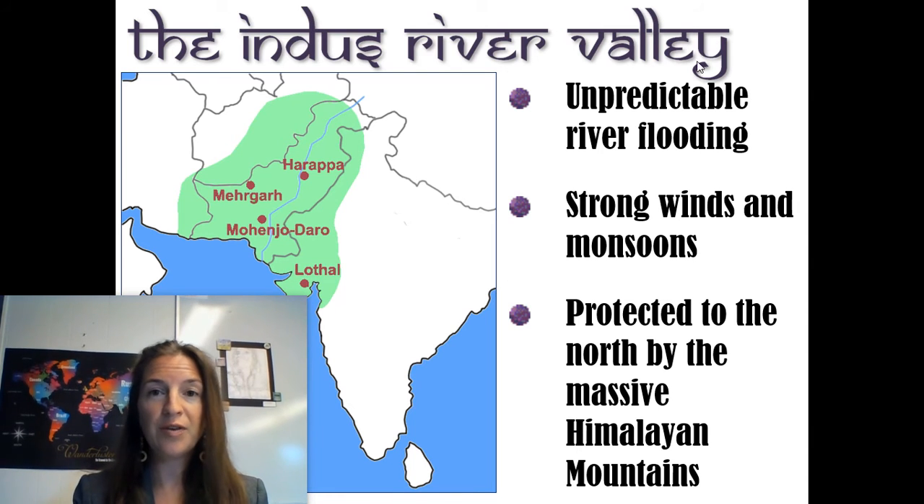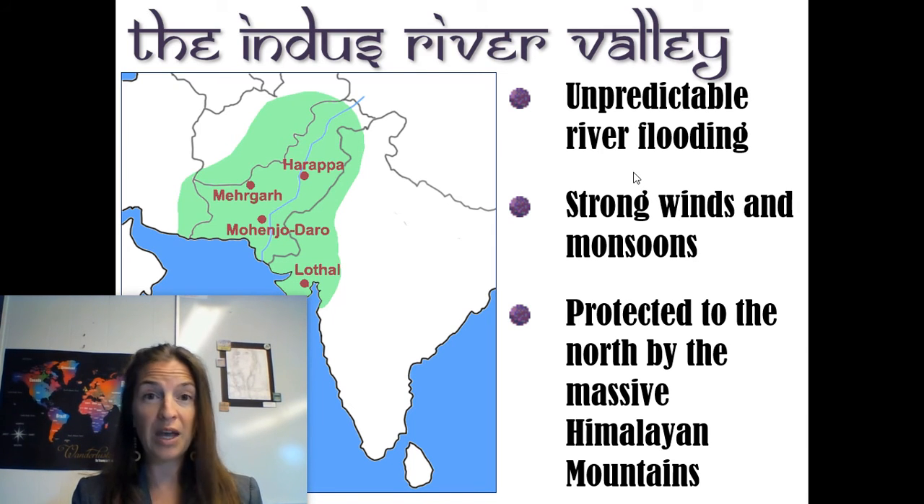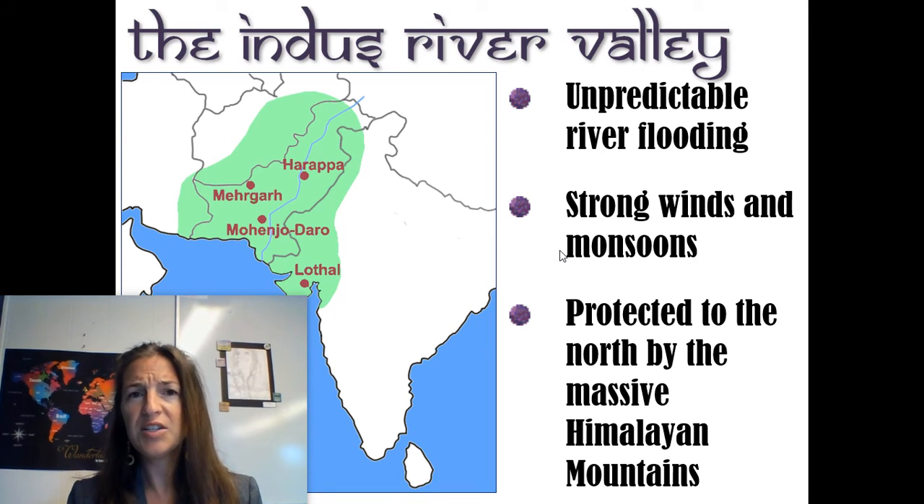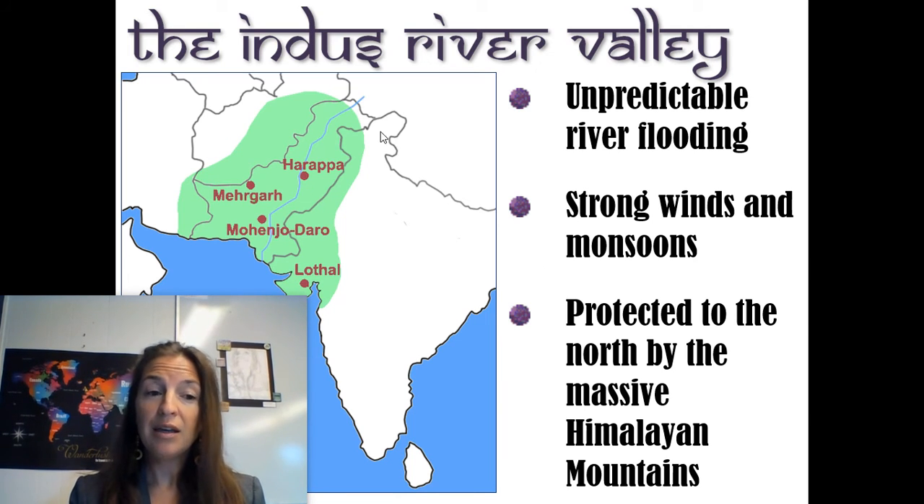Not so in the Indus River Valley. They may have experienced some endless droughts, and they may have even moved away because of that. They also had to face strong winds, and when the rains did come, they would last for many weeks and sometimes threaten those mud buildings with the monsoon season. They were protected from inclement weather and invasions to the north by the Himalayan mountains.